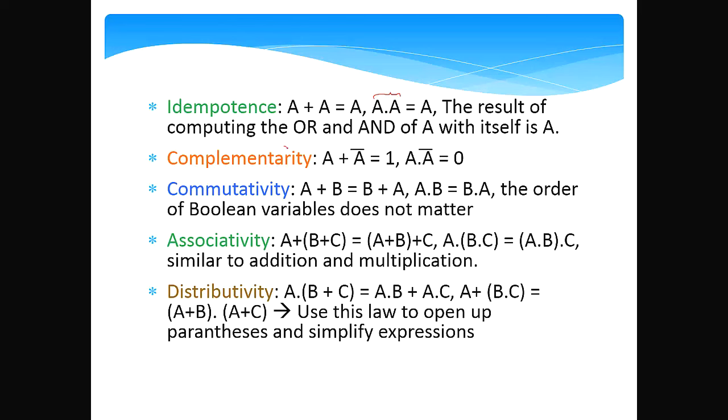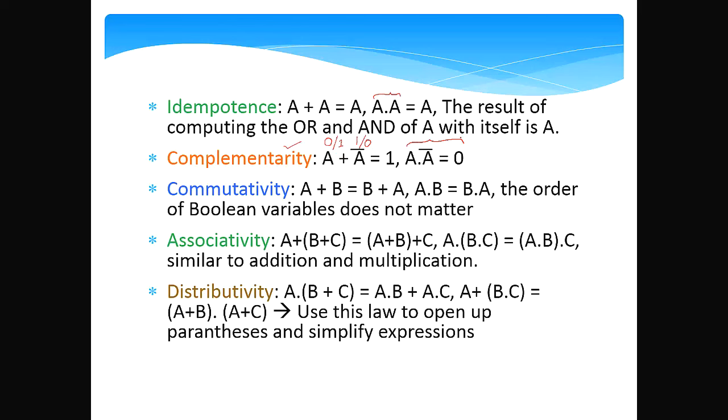The property of complementarity is interesting, which says that any number ORed with its complement is equal to 1. Easy to verify. Consider 0. Then you OR it. So the NOT of 0 is 1. 0 or 1 is 1. Then you consider 1, and the complement of 1 is 0, so 1 or 0 is also equal to 1. And similarly, we have this property over here, which is A and A bar is equal to 0, which can easily be verified in the same fashion.